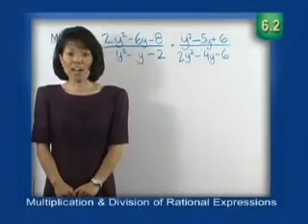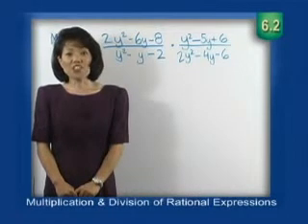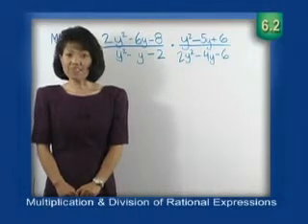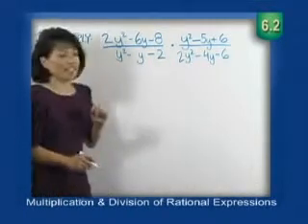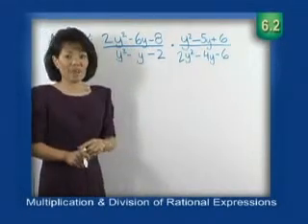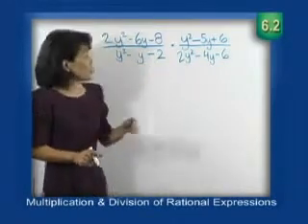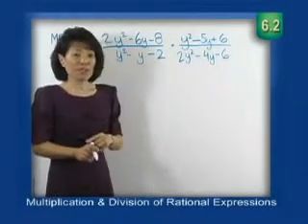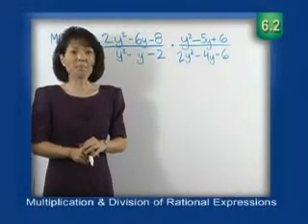Now remember, rational expression is just a fancy word for fraction. So what we'll be doing in this section is multiplying and dividing some pretty fancy fractions. Let's begin. We're going to multiply this first fraction, 2y squared minus 6y minus 8, all over y squared minus y minus 2, times y squared minus 5y plus 6 over 2y squared minus 4y minus 6.